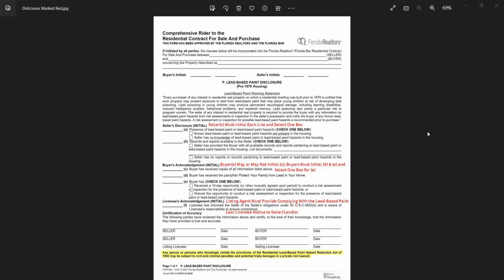Item B, the seller or sellers is also going to initial this line, and they're going to make a choice here as well. It says records and reports available to the seller. Check one below. The seller has provided the buyer with all available records and reports pertaining to lead-based paint or lead-based paint hazards in the housing, and they're going to list the documents. Or the seller has no reports or records pertaining to lead paint or lead paint hazards in the housing.